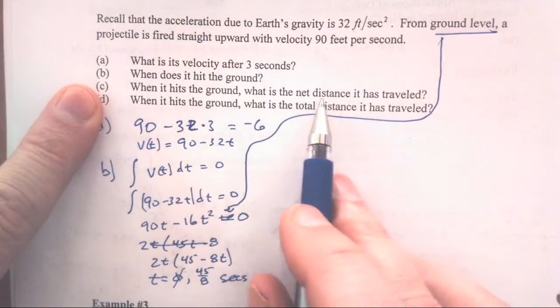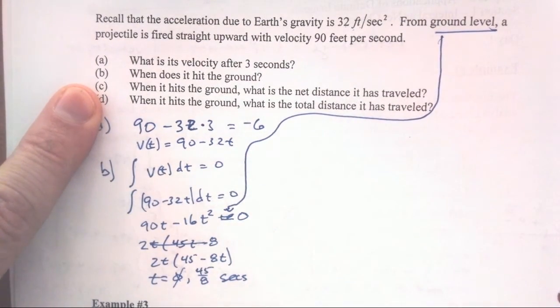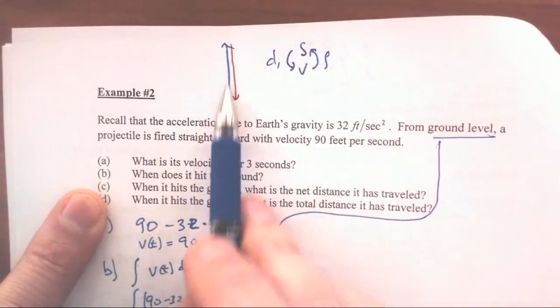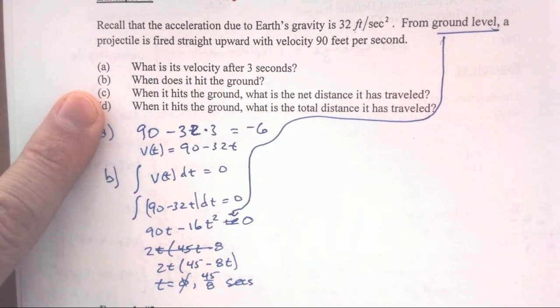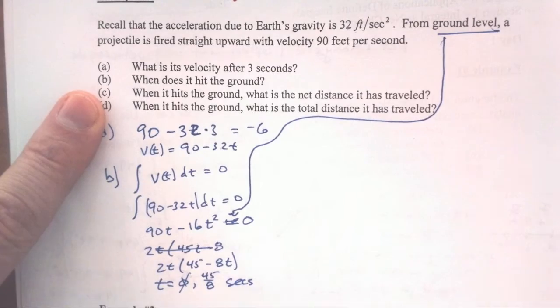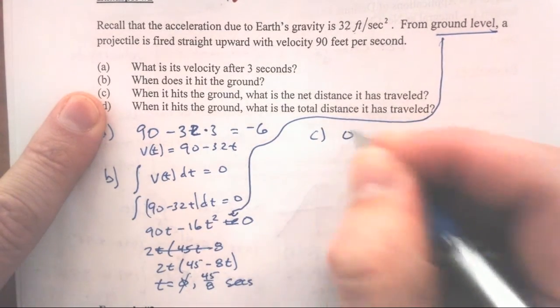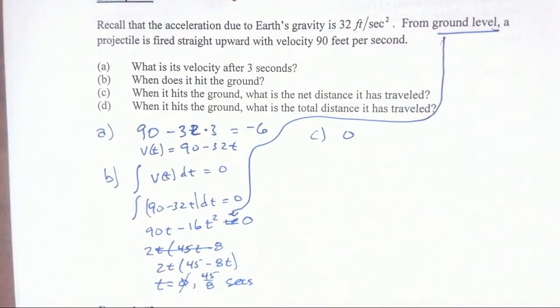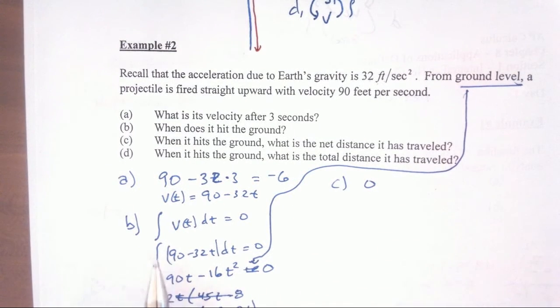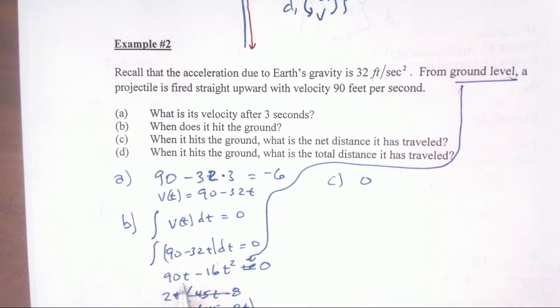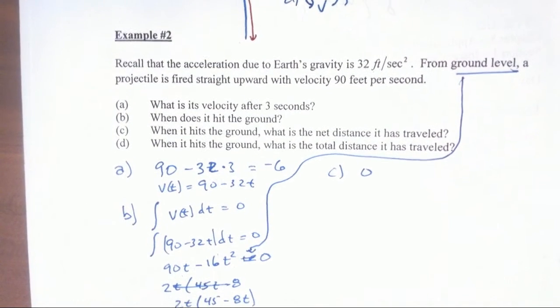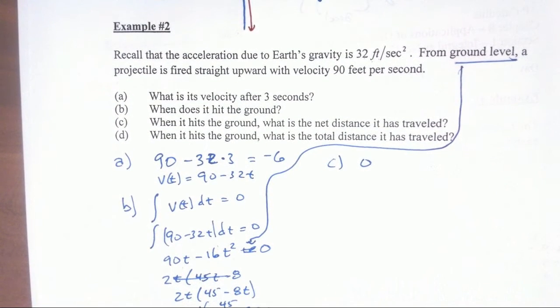When it hits the ground, what is the net distance traveled? Well, the net distance traveled when it hit the ground is 0. If it was shot straight up, assuming no wind, it's going to hit the ground at 0, C is 0. We could integrate this from 0 to 45 eighths, and we'd put in 0 and put in 45 eighths, and we get 0 minus 0. So we could do that. We just don't need to.